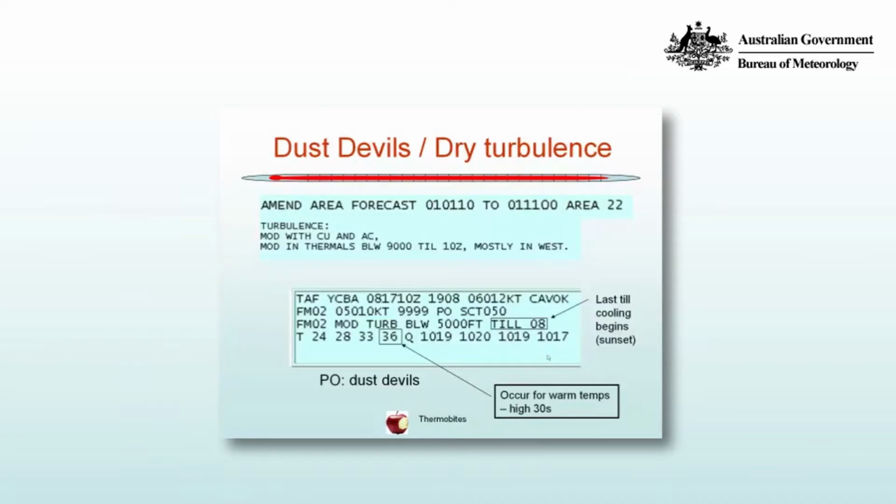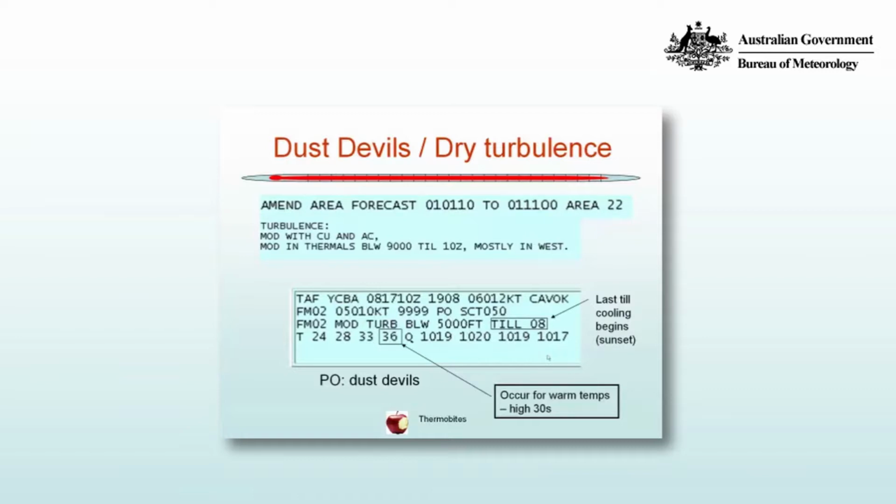So for this particular day, the area forecast carried the following: moderate turbulence in thermals below 9,000 feet. So it's moderate in strength. Thermals refer to the dry convective motion. 9,000 feet is the top of the well-mixed layer, that turbulent layer due to heating. And the till 10Z is till the sun goes down, and the heating dies off at that point. And mostly in the west is just telling you where temperatures are sufficiently warm.